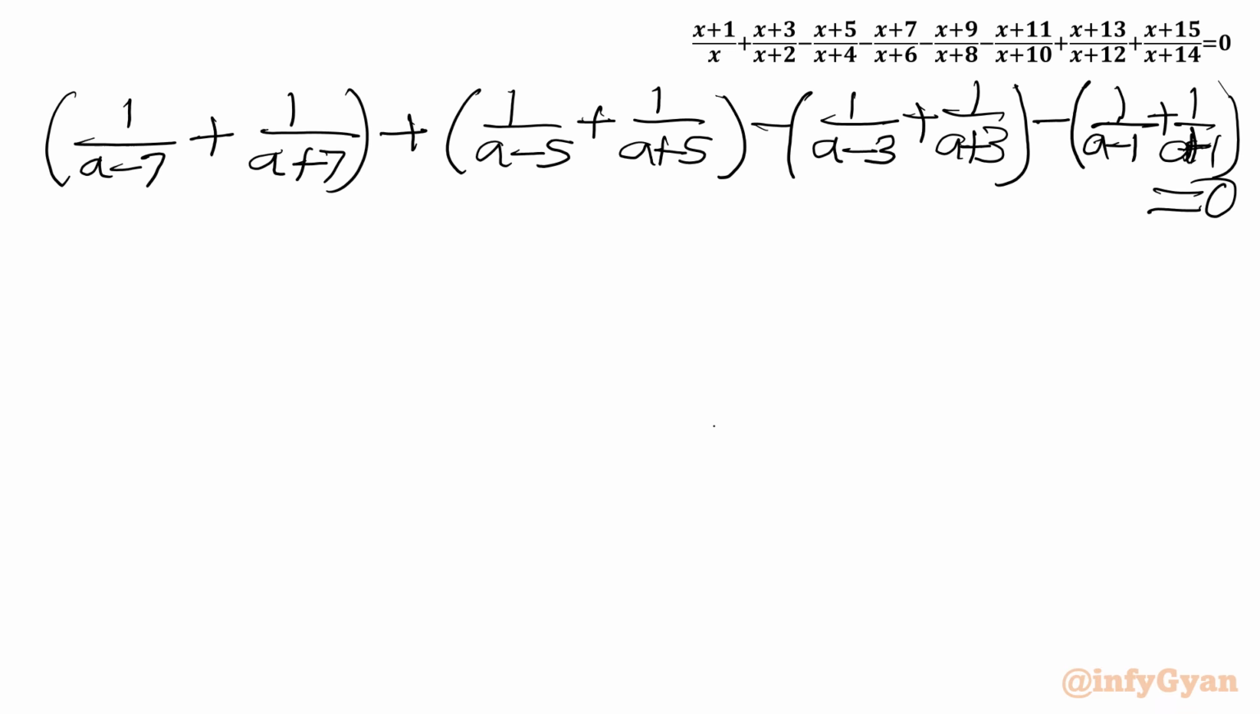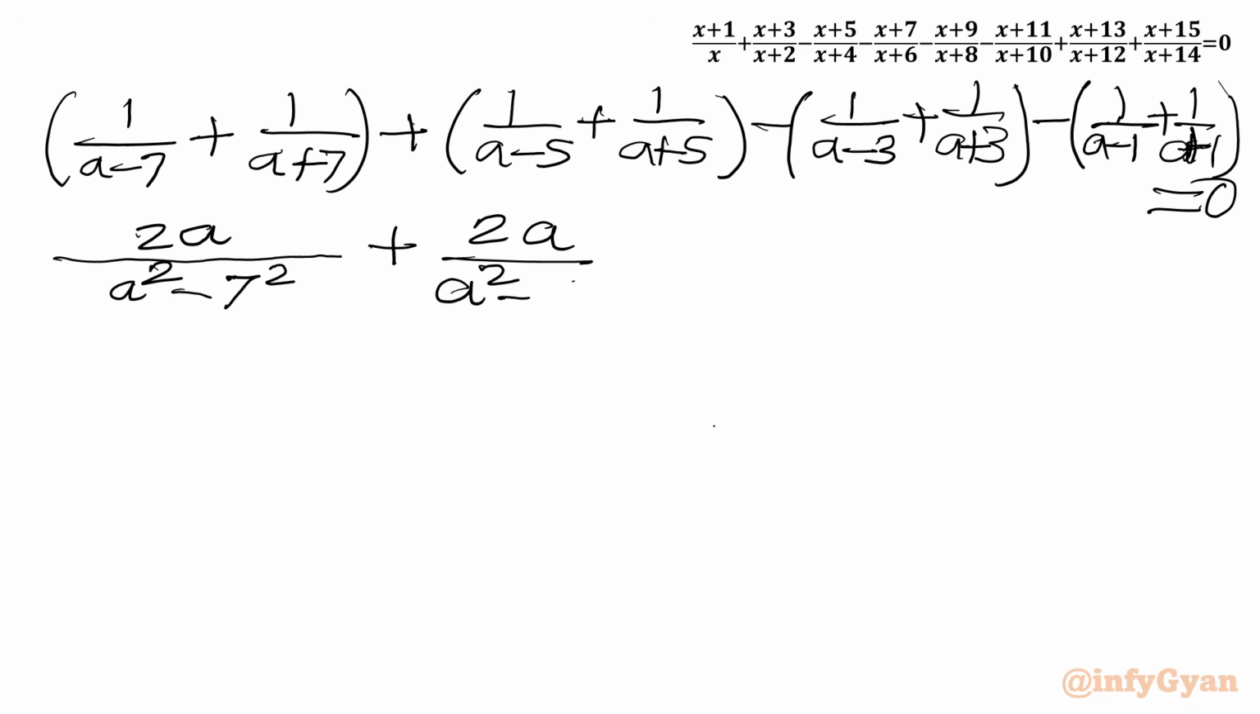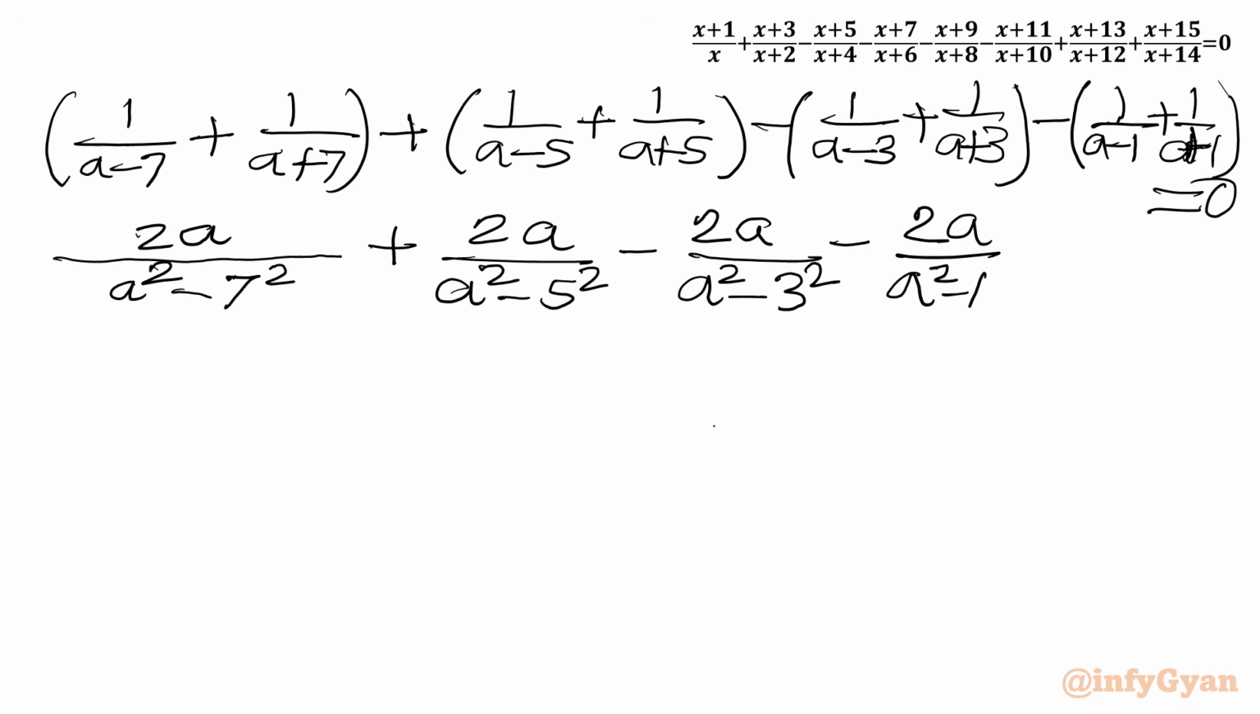We'll take LCM once again. So a plus 7 plus a minus 7 is 2a. In the denominator, a minus 7 times a plus 7, a square minus 7 square, plus a plus 5 plus a minus 5, 2a, over a square minus 5 square, minus 2a over a square minus 3 square, minus 2a over a square minus 1 square, equal to 0.